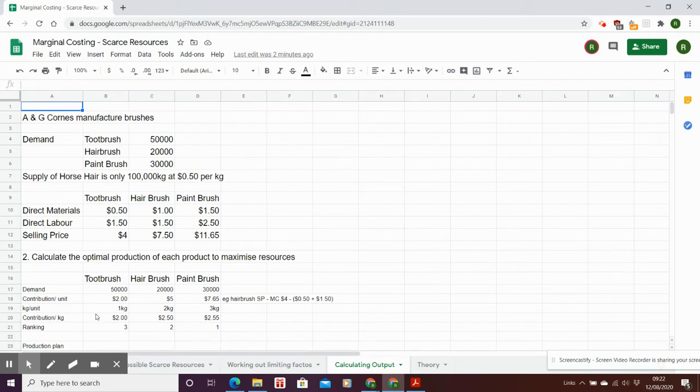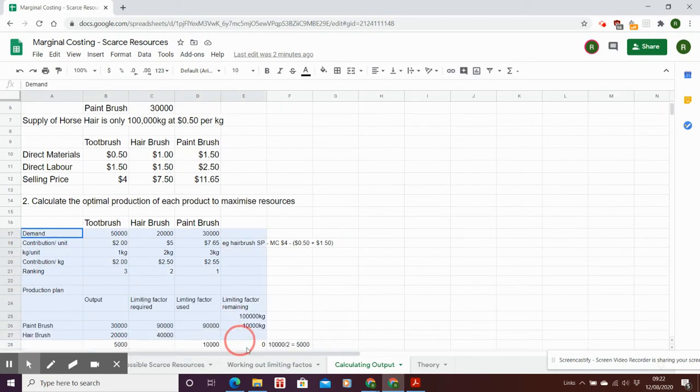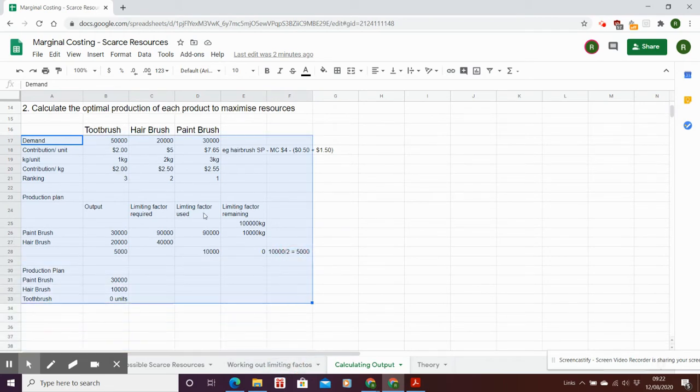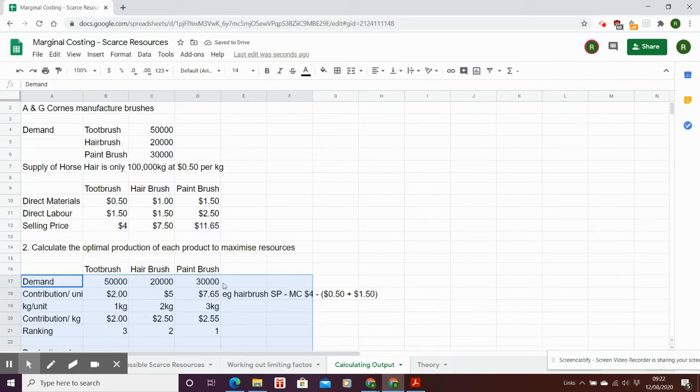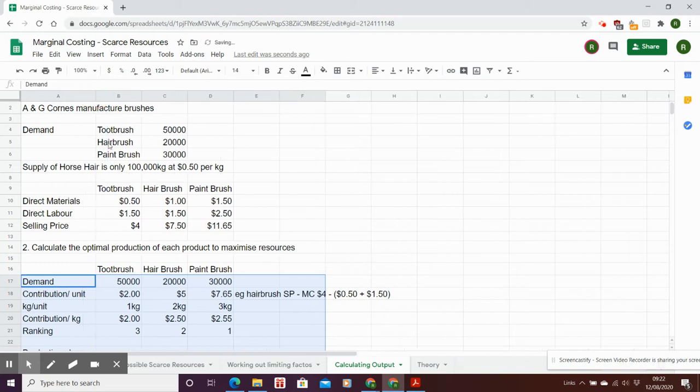Okay, the next thing we need to do is to be able to calculate the optimum production plan. And the way that we're going to do this is we're going to do another little table. And on this little table, what we're going to do is calculate the following information. We know the demand anyway, so I've just put that in straight from the top here, just to get all the information in one place. You wouldn't need to do that in an examination.